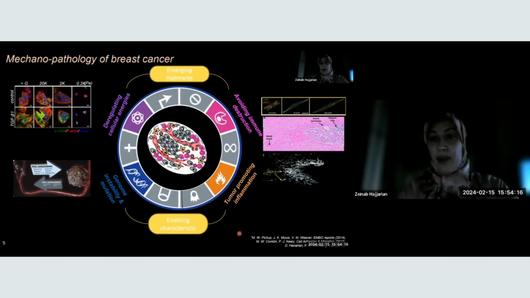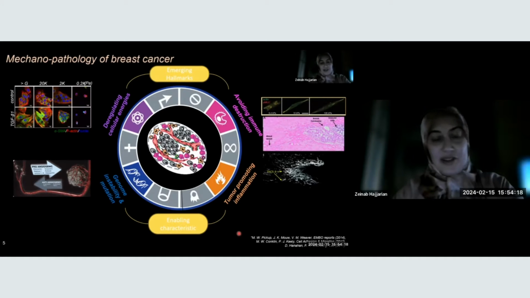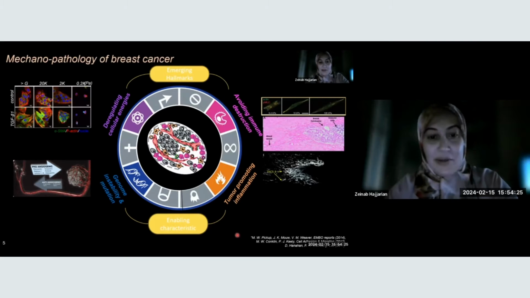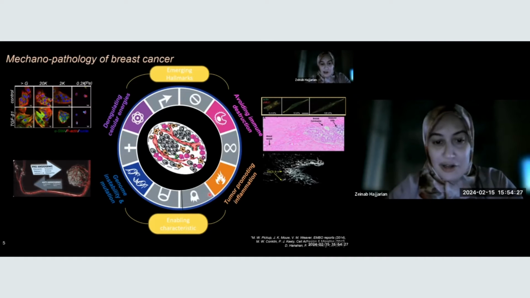I apologize, I think my background got darker because there's some electricity work in the university, they just do this. For some reason, my room got darker, but I guess you should never mind the background. So let's focus on the talk then.